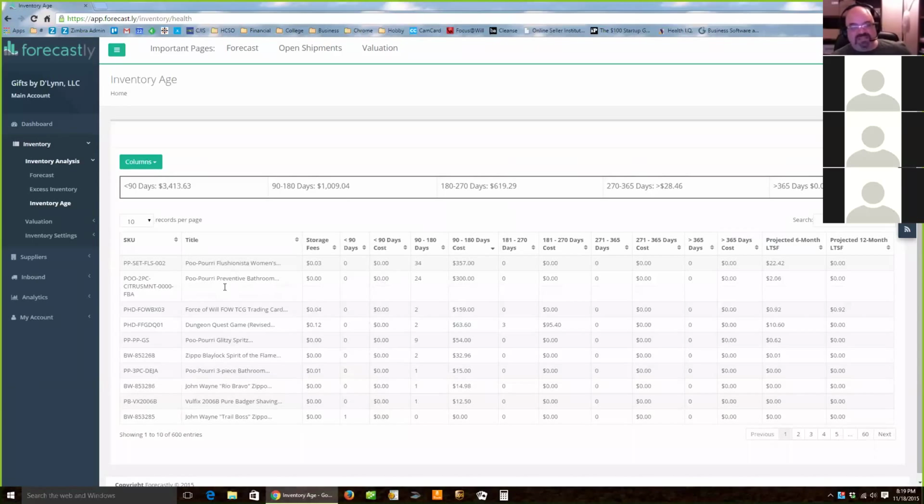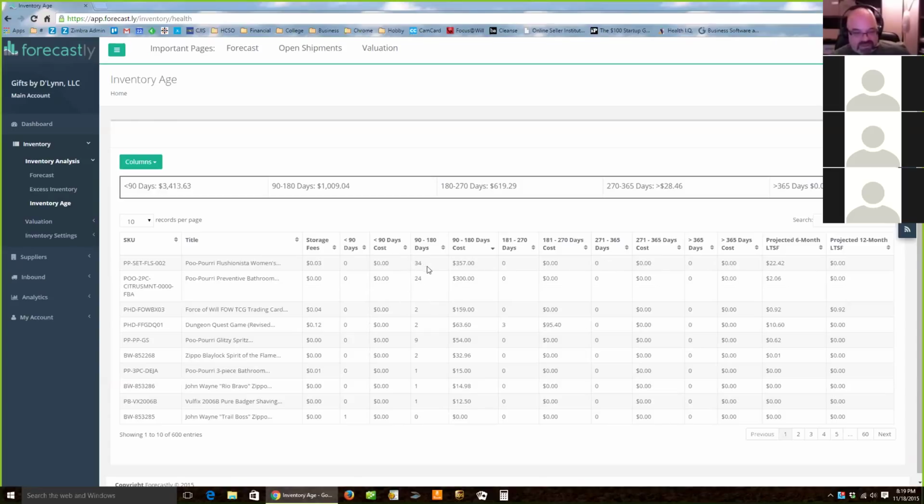Okay, so based on my current storage rate, let me back up. My storage cost at Amazon for these items at my current sell rate will cost me $357 at the 90 to 180 day age. For long-term storage fees, this is what's projecting for 6 months. There's nothing currently going to hit 12-month long-term storage fees. So as it currently stands, if the inventory I have there doesn't sell by the next long-term storage fee period, that's what it will cost me in long-term storage fees.